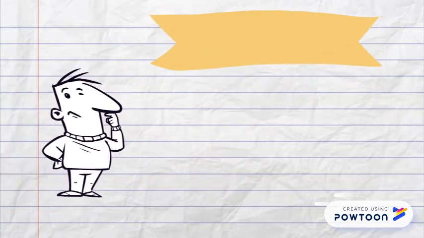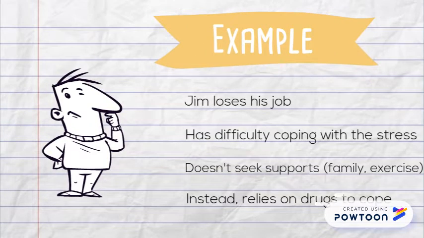In this model, we focus on Jim's lack of coping skills and how this led to his addiction. For example, imagine Jim loses his job. It was in no way his fault, but he's still out of a job. So he's stressed, understandably, but has difficulty coping with this stress. Instead of working through his frustration and sadness in a healthy way, like using his family or exercise, he turns to drugs.